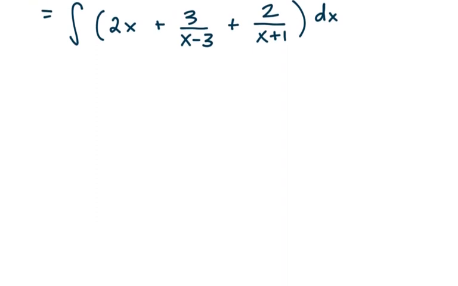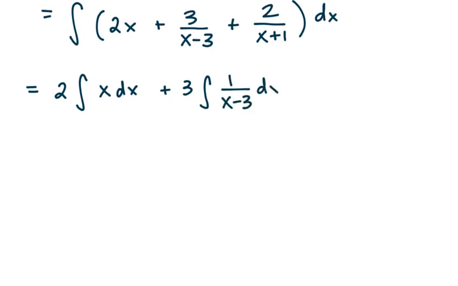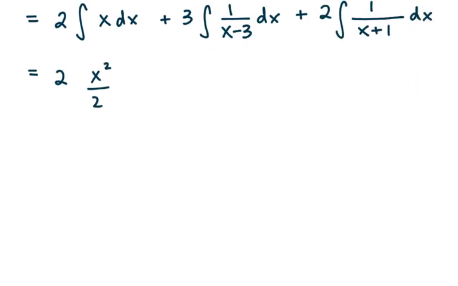So I'm going to split this up into little integrals. I have 2 times the integral of x dx, plus 3 times the integral of 1 over x minus 3 dx, and plus 2 times the integral of 1 over x plus 1 dx. So that first term, integrating that, I got x squared over 2. And of course, these 2's cancel. So this first term here that we're looking at just becomes x squared.